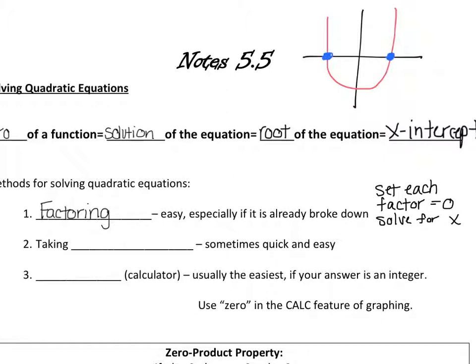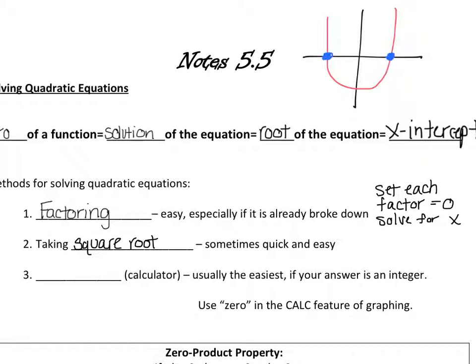The other way is by taking the square root. It's sometimes quick and easy if it's set up to be where you can take the square root. And we'll look at that where you can see that you can easily take the square root. We'll do that on the back.